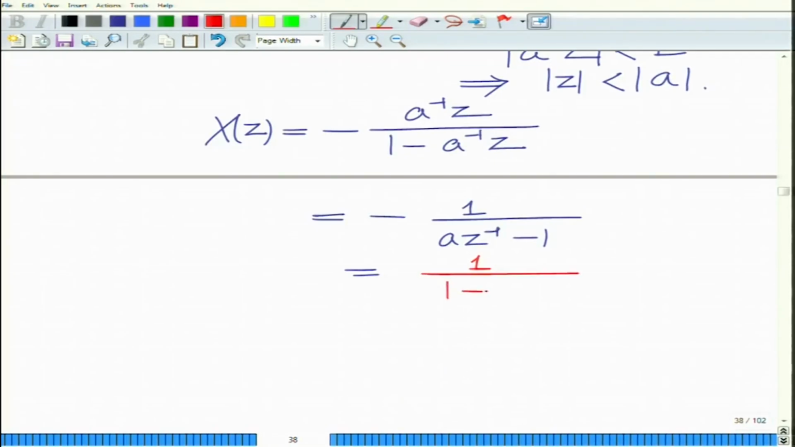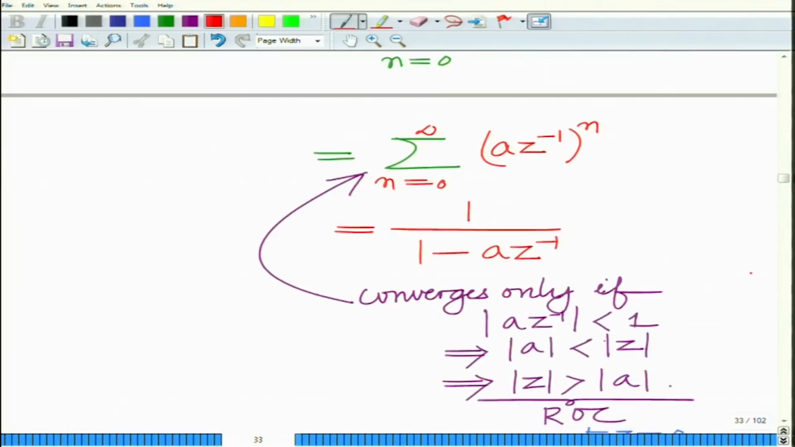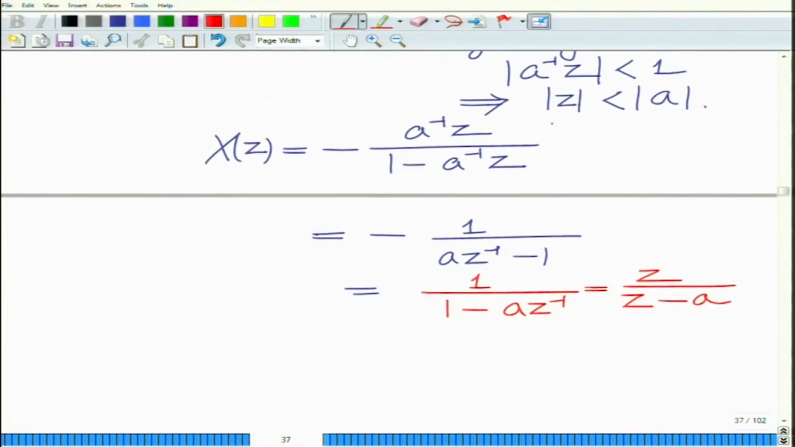And you can also write this as z by z minus a. In fact, the previous one also you can write as 1 over 1 minus a z inverse, multiplying numerator and denominator by z, this becomes z over z minus a. So, you can see both of them are equal to z over z minus a. However, the previous one has an ROC magnitude of z greater than magnitude of a. However, this has an ROC magnitude of z less than magnitude of a.